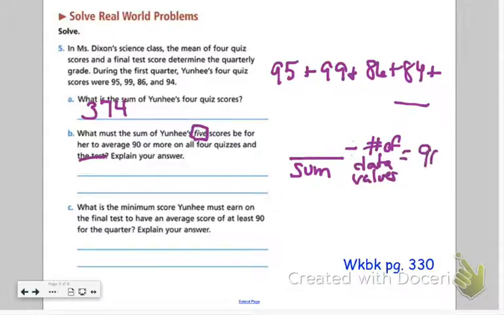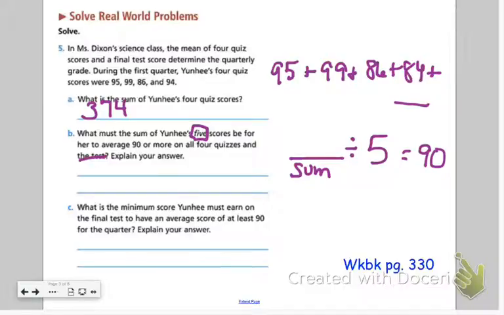And it looks like we're trying to get 90. So we have to think to ourselves, what number divided by the number of data values equals 90? Well, how many data values are we talking here? We're talking about 5. The reason is because we've got 4 quiz scores, and then there's still a test that hasn't been taken yet. So the sum of all of our numbers divided by 5 equals 90.